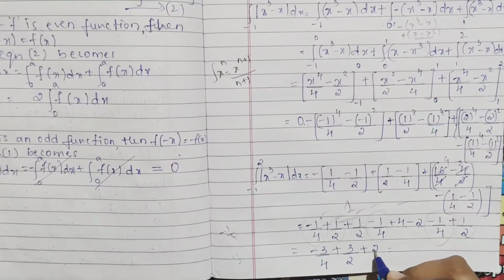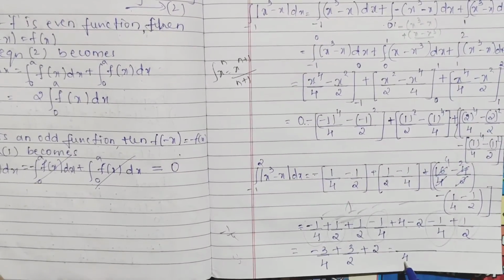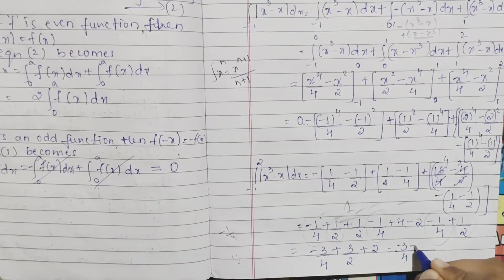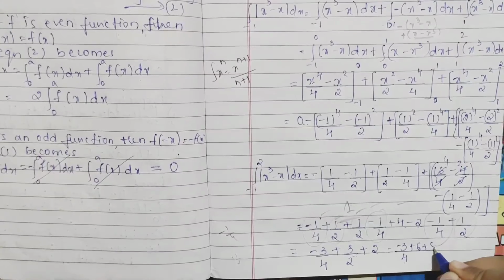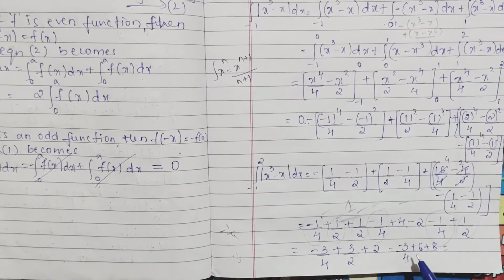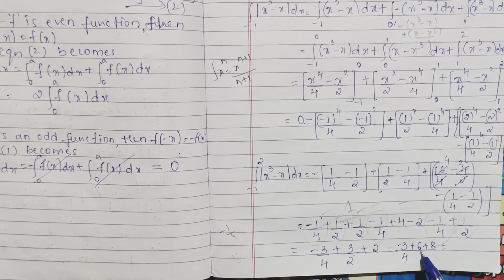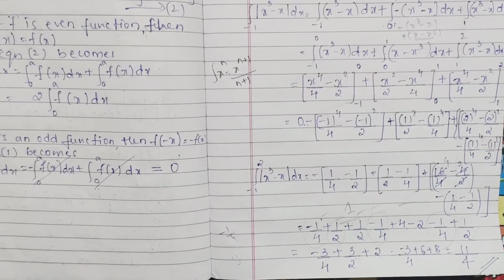Now taking the LCM of everything, the LCM will be 4. Here it will be minus 3, and multiplying by 2, 3 twos are 6, plus here multiplying by 4, it will be 8. So what will you get? You can see minus 3 plus 6 is 3, 8 plus 3 is 11. So your answer is 11 by 4.